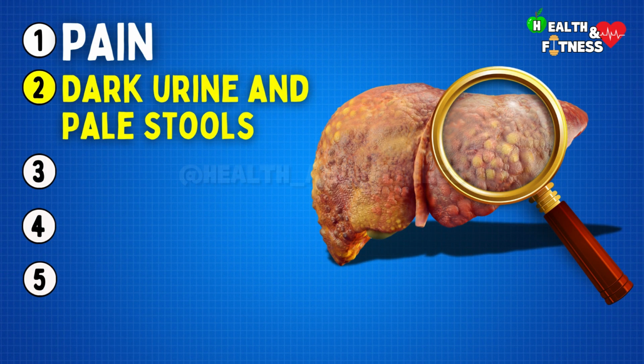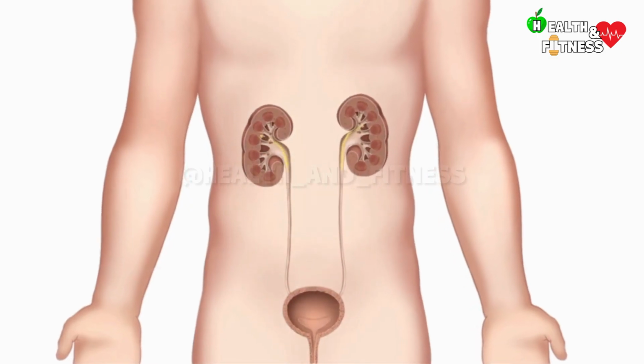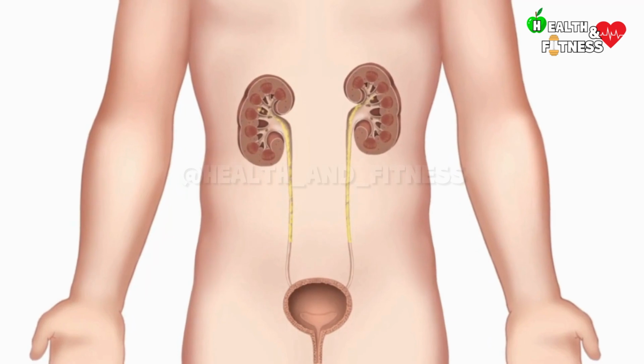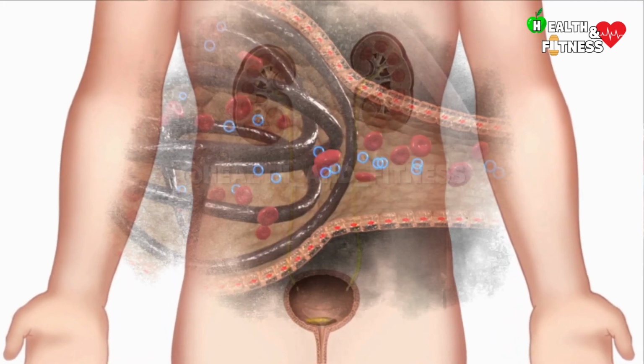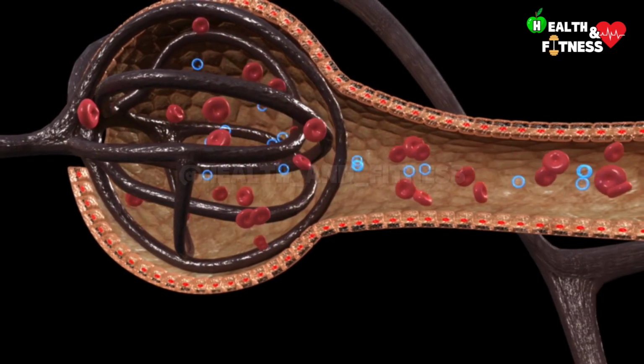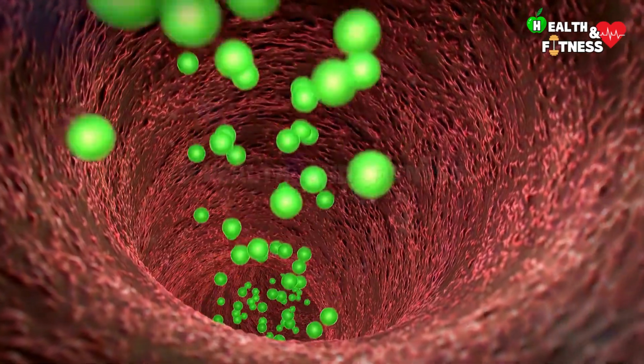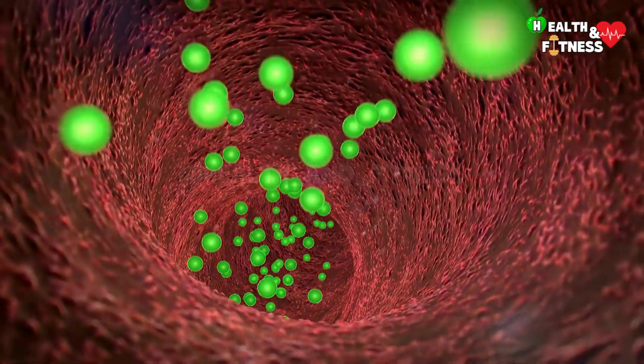Dark urine and pale stools. Urine is nothing more than the final product of the excretion of the kidney, which originates from the blood filtration process, and through which the metabolic products dissolved in the blood flow are eliminated from the body.